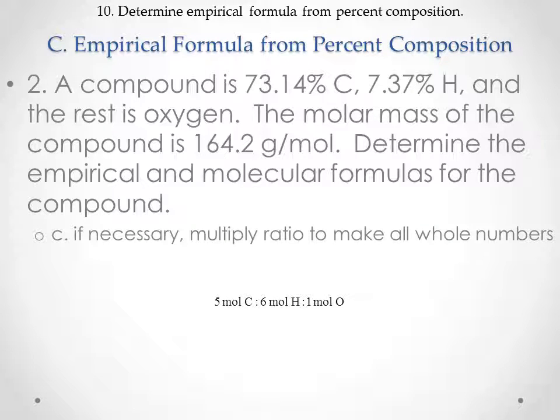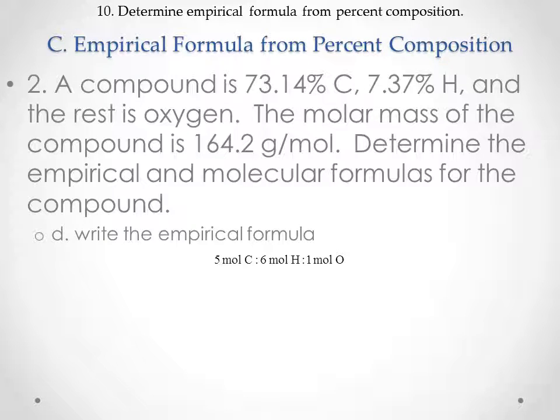Next step, if necessary, we'd multiply this ratio to make all whole numbers. Notice these are already whole numbers. When we did the division, they came out to whole numbers, so there's nothing to do there. So not necessary for this example. Step D, we're just going to write the empirical formula. Here's the ratio we have. So our empirical formula is C5H6O.